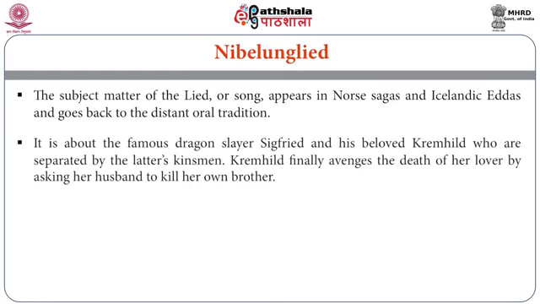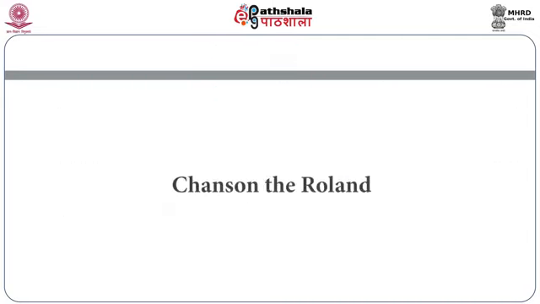It is about the famous dragon slayer Siegfried and his beloved Kriemhild, who are separated by the latter's kinsman. And it talks about the revenge. And the poem ends with a cling or lament.